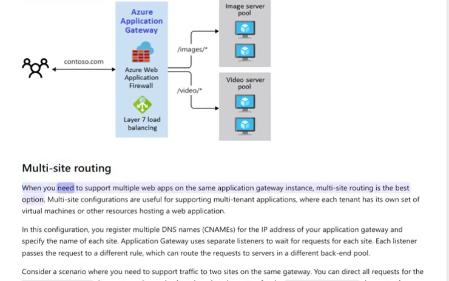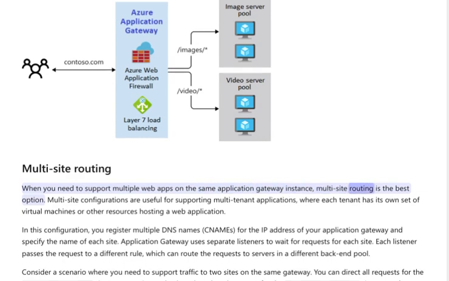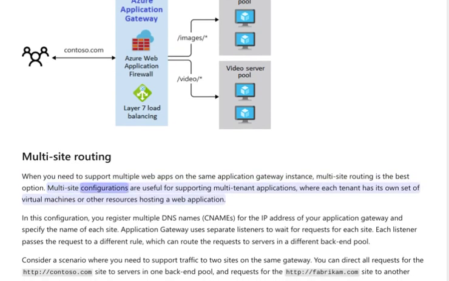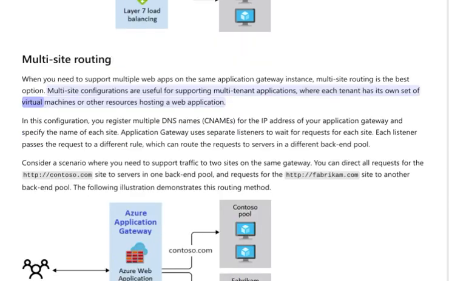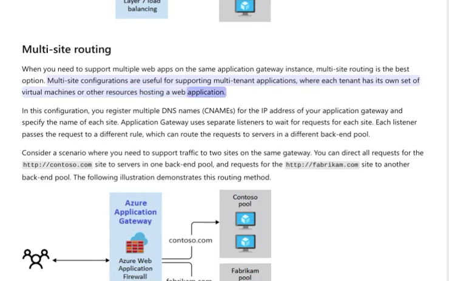Multi-site routing. When you need to support multiple web apps on the same application gateway instance, multi-site routing is the best option. Multi-site configurations are useful for supporting multi-tenant applications, where each tenant has its own set of virtual machines or other resources hosting a web application.